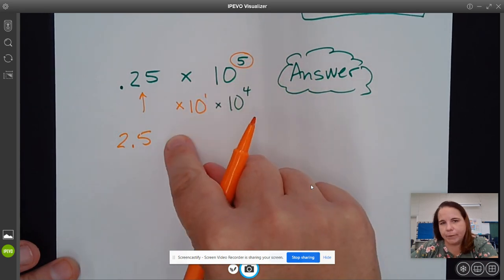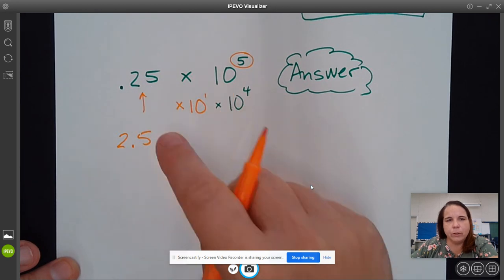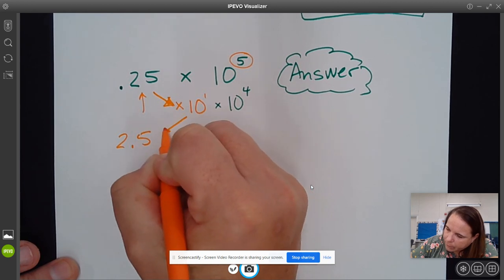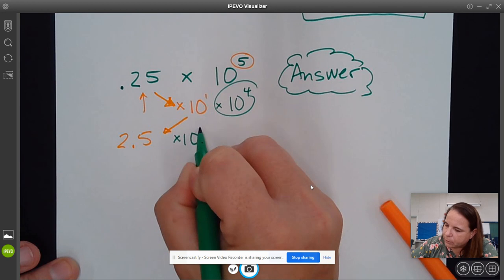We're not going to borrow it because we're not giving it back. But we're going to use up one of those powers of 10 to multiply, right? So once we multiply this number by 10, it becomes 2.5. And then what do we have left? We have times 10 to the 4th.